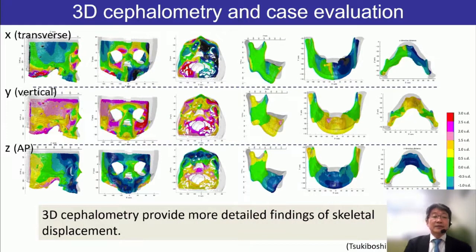And so this is the summary of this patient in each X, Y, Z axis. Anyway, the significant difference map clearly illustrates the areas of displacement of the patient. And the 3D cephalometry provides more detailed findings of the skeletal displacement.